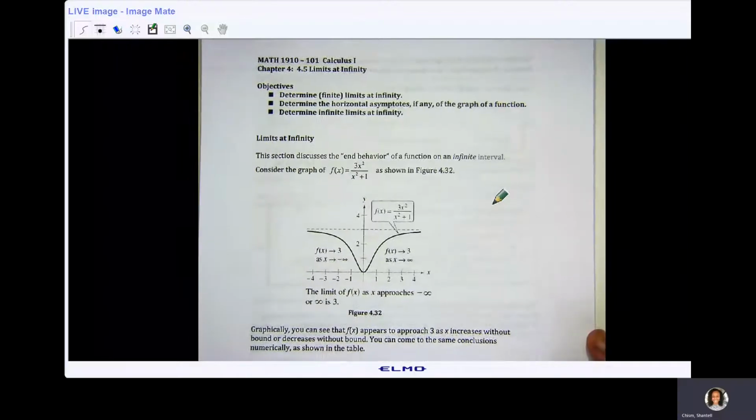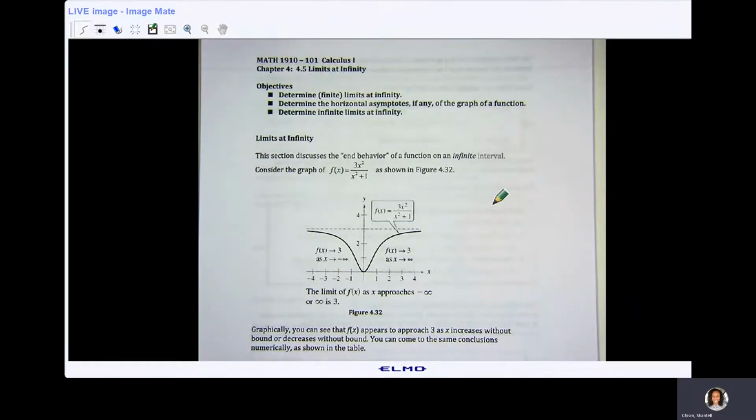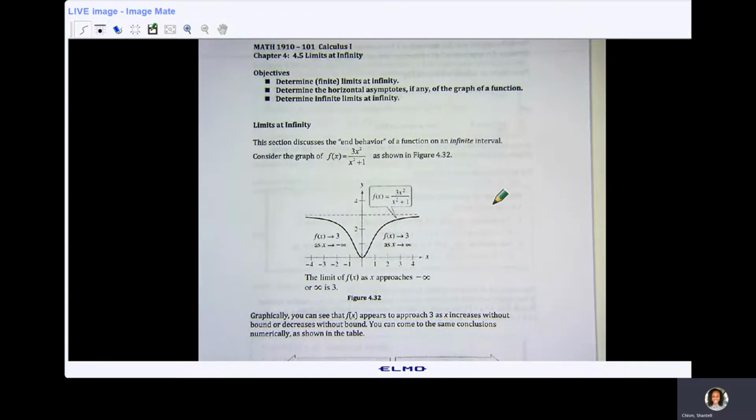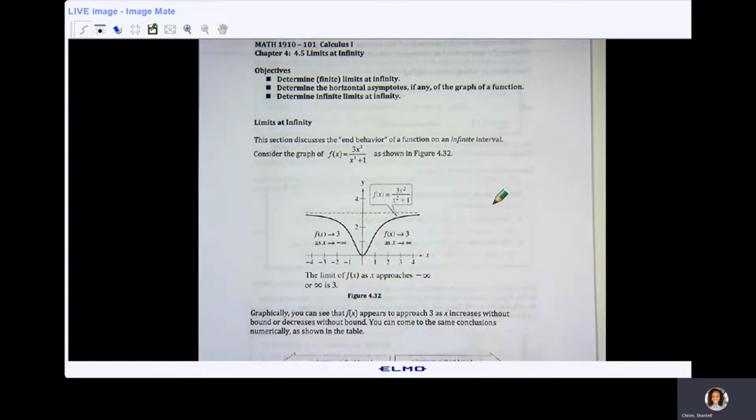Okay, so 4.5, we're looking at limits at infinity. We'll also be looking at some finite limits at infinity and some infinite limits at infinity, and also determining if we have anything as far as asymptotes, mainly horizontal. All right, so limits at infinity. This section discusses the end behavior of a function on an infinite interval.